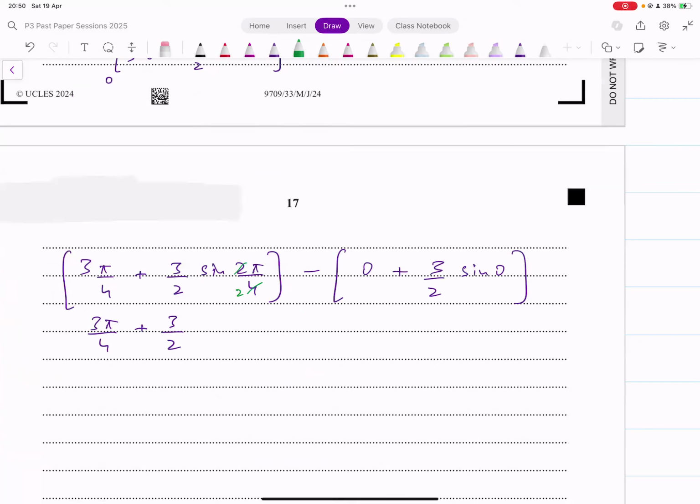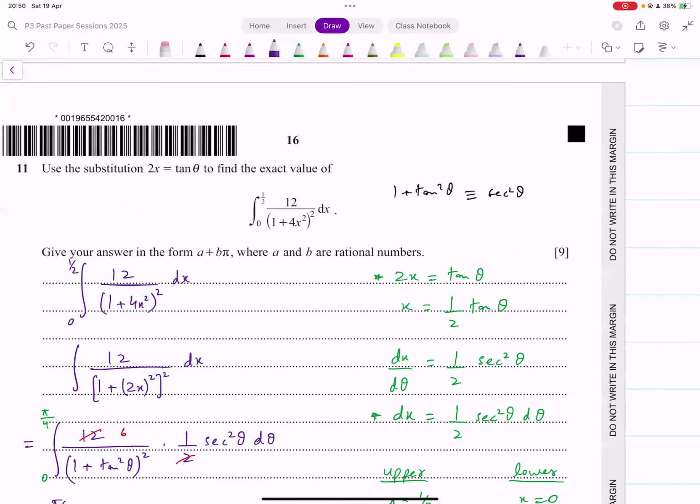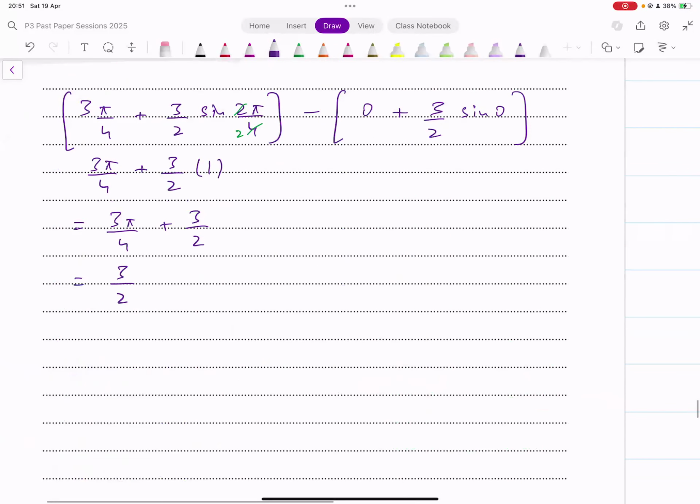pi over 2. Sine pi over 2 I think is 1, right? Yeah, sine pi over 2 is 1, so this becomes this. And that's your final answer. It's 3 pi over 4 plus 3 over 2. What did they want from us? A plus b pi, where a and b are rational numbers. So yeah, we have that. We can write the constant version if you want: 3 over 2 plus 3 over 4 times pi. That is the final result that we got.